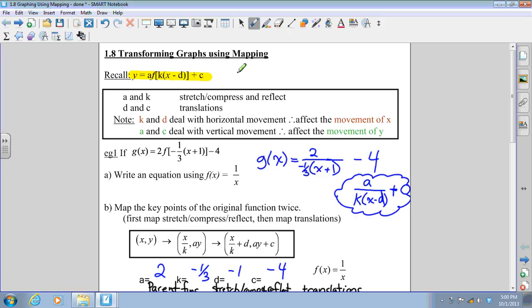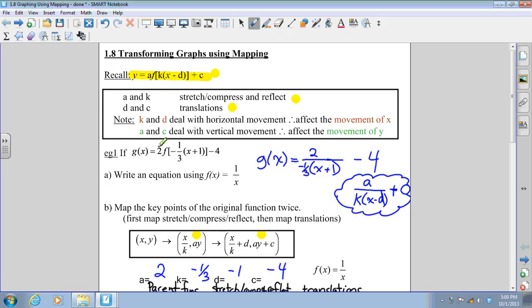Okay, so if we take a look at this formula, ladies and gentlemen, we notice that A and the K deal with the stretching, compressing, and reflecting. That's going to be stage 1. So if you look down here in this box, stage 1: we're going to deal with the parent function first. Then we're going to take a look at the stretch, compressing, and reflecting. And then, lastly, we're going to deal with the translations, i.e. the up-down movement or the left-right movement, which corresponds to the last section of our mapping sequence.